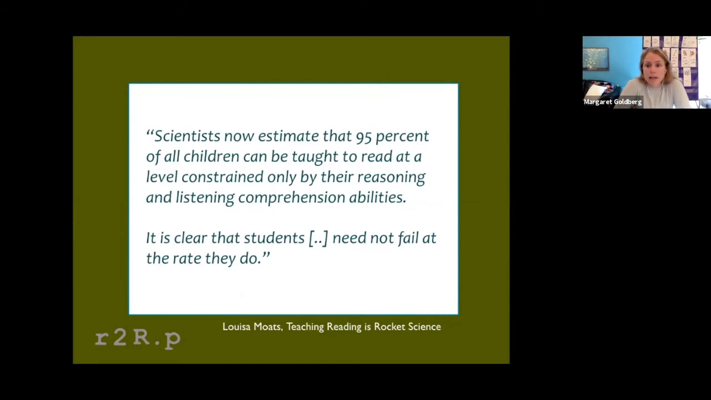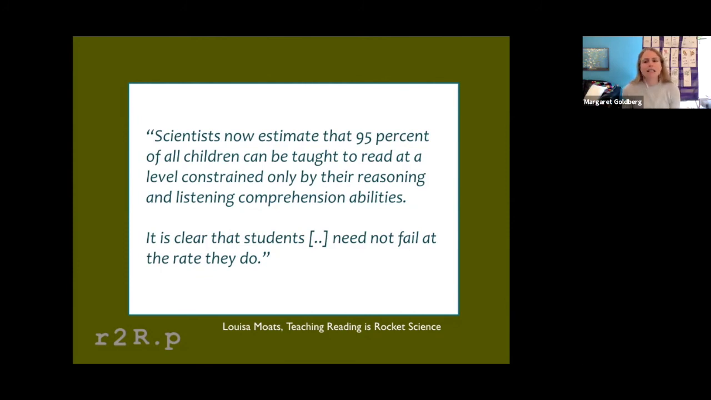This quote was one that I came upon early in my journey into the reading research. It comes from the article "Teaching Reading is Rocket Science," which was recently rewritten and re-released. "Scientists now estimate that 95% of all children can be taught to read at a level constrained only by their reasoning and listening comprehension abilities. It is clear that students need not fail at the rate they do." The first time I saw this quote, I went to that percentage, 95% of children. That's what we should be expecting from our literacy rates.